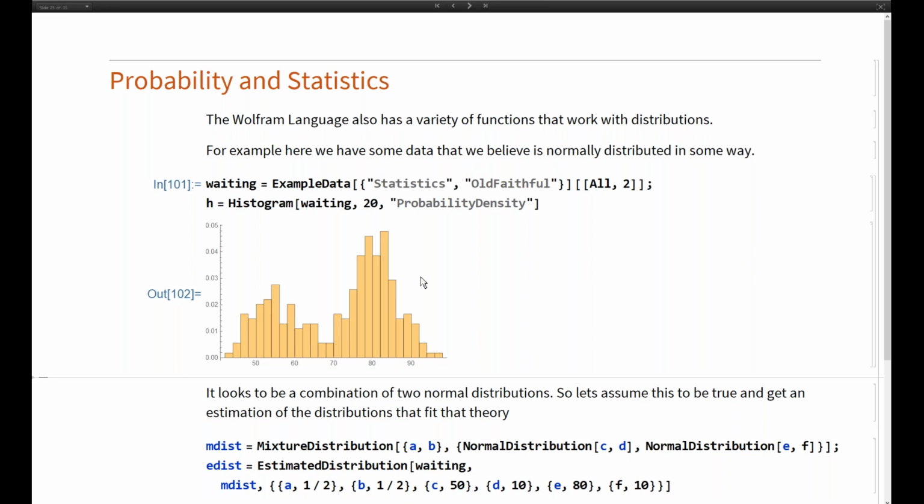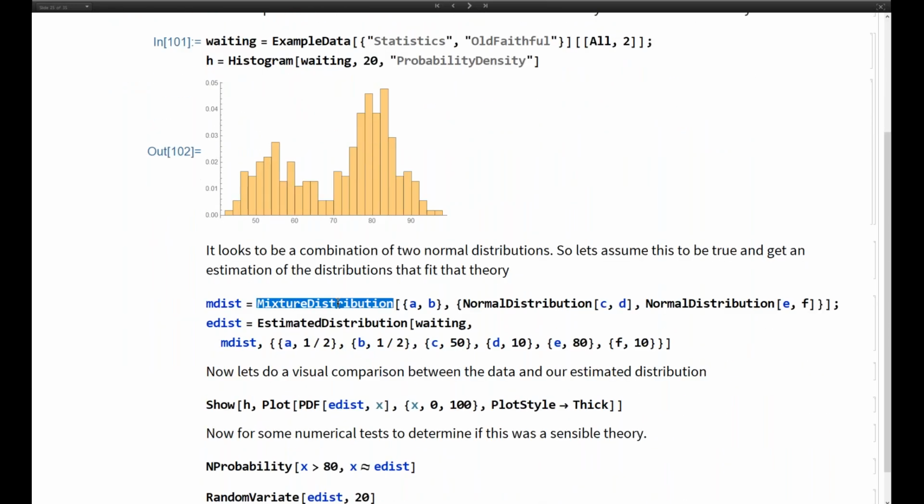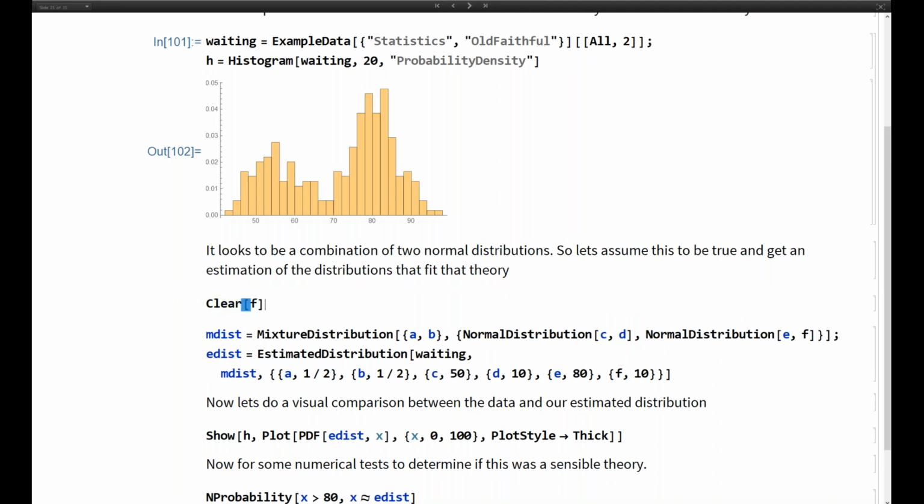To me, as simple as my understanding of statistics goes, that looks to be a combination of two different normal distributions. In which case, I thought I would create a mixture distribution, which is assembled from those two different setups. I am going to clear F, before I make a mistake.